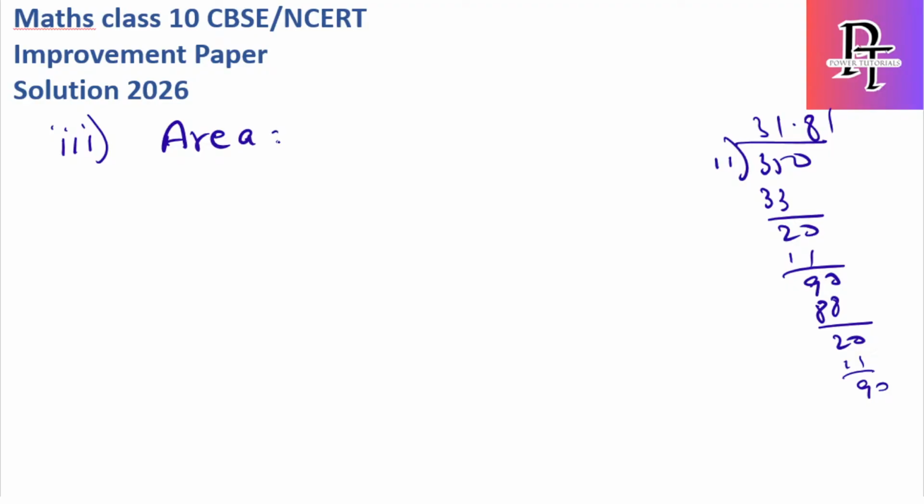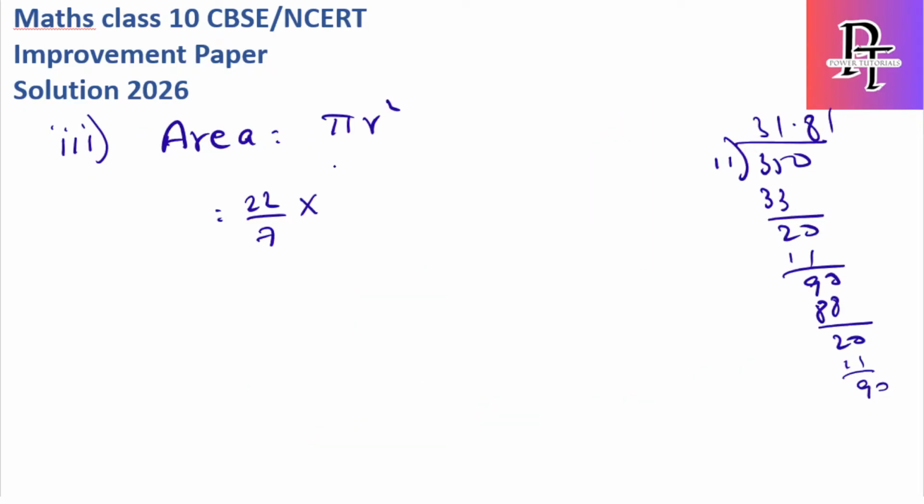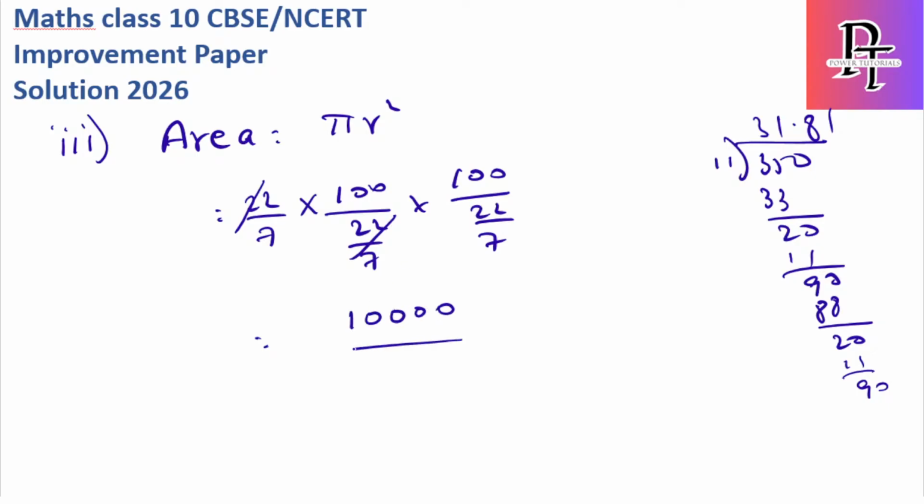Area of the field is nothing but the circle area. Circle area formula is pi r square. So I'll use 22 by 7 into radius, what is it? I'll use it in terms of pi only, that will be easy to cancel. So it is 100 by 22 by 7 into 100 by 22 by 7. So the 22 by 7 will get cancelled out. If I remove it, the remaining values are 100 into 100 is 10,000 by 22 into 7.